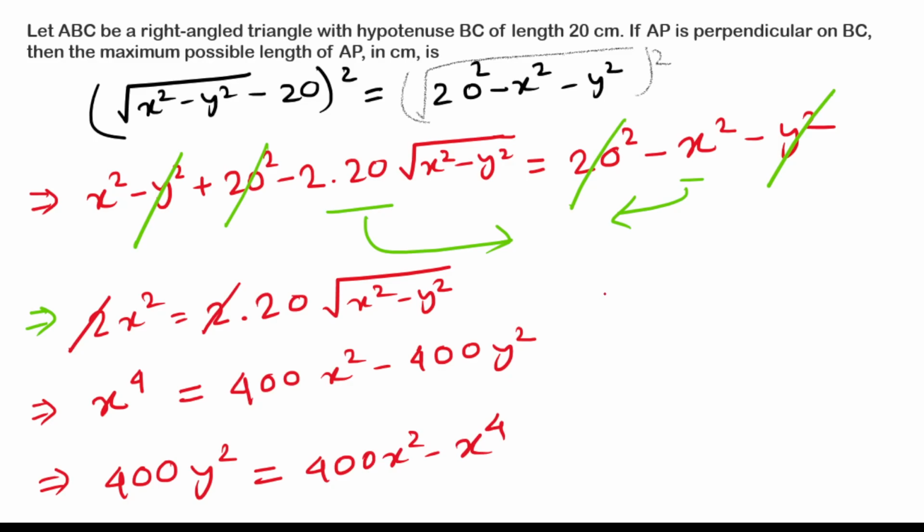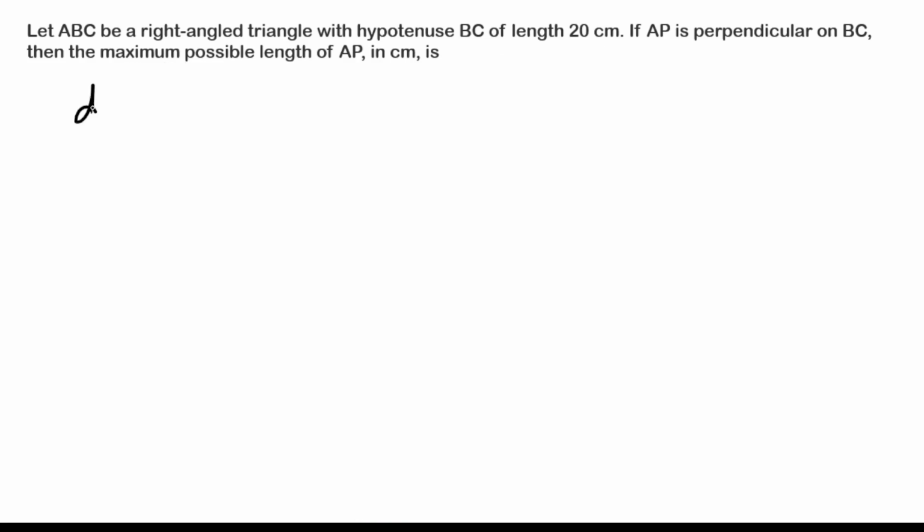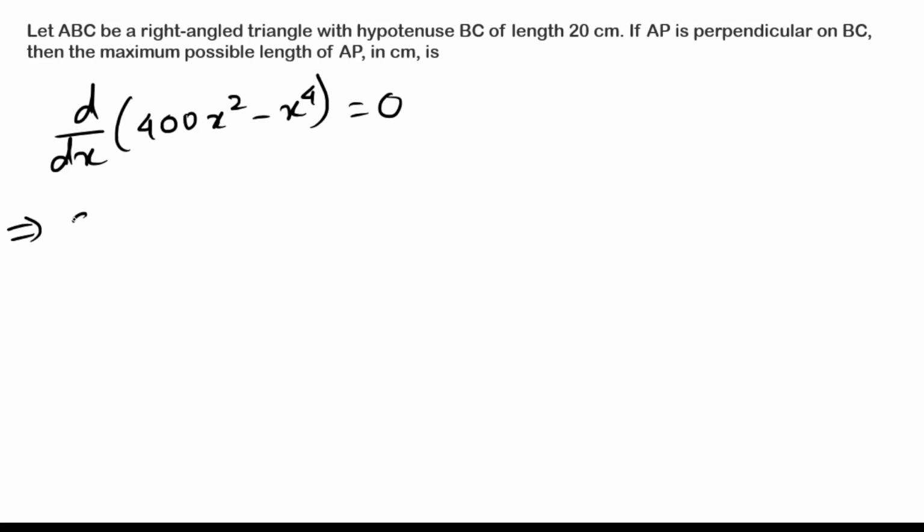So basically what you do is you take this as a derivative, right? So basically what you will write is d dx of this 400 x square minus x to the power 4 should be equal to 0. This is for any extremum, be it minimum or maximum. We are here to find out the maximum possible value, right? Okay. Now this d dx of 400 x square minus x to the power 4 equals to 0. It will be simply 800x minus 4x cube equals to 0. That means x square equals to 200.